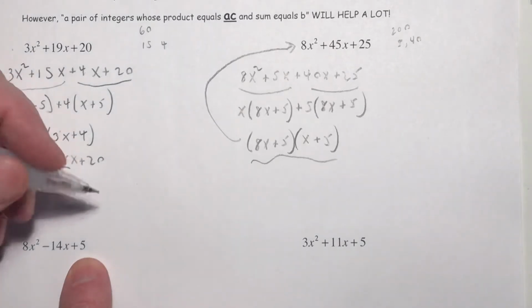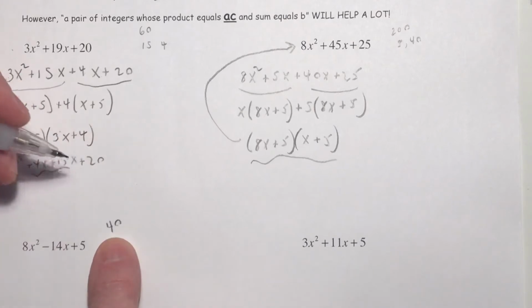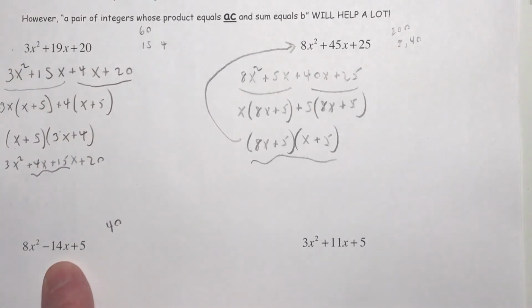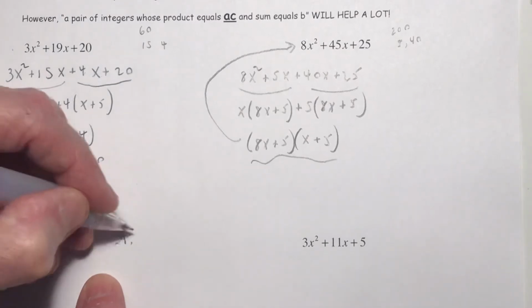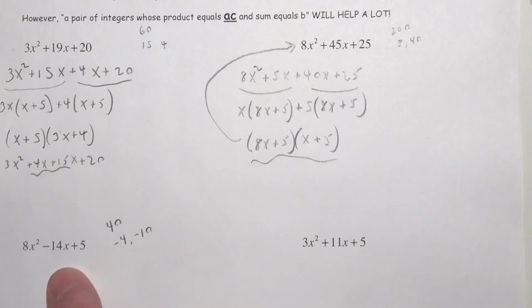8 times 5 is 40. And I need two numbers that multiply out to 40 and add up to negative 14. How about a negative 4 and a negative 10? Multiply those, you get positive 40. Add those, and you get negative 14.